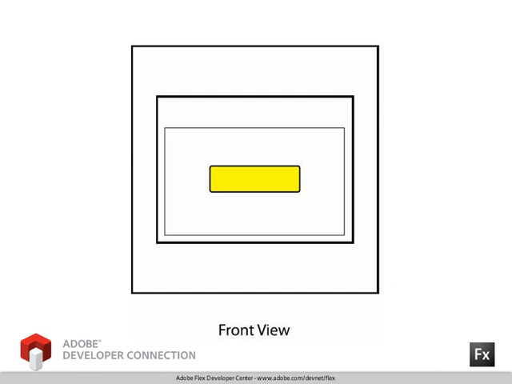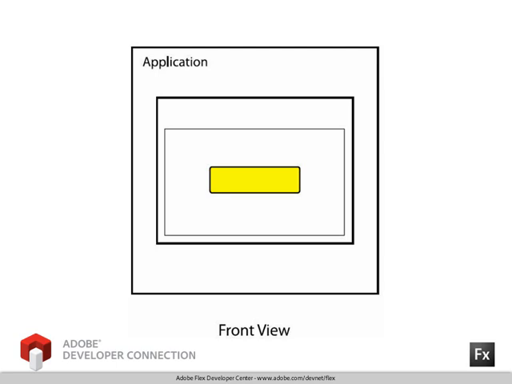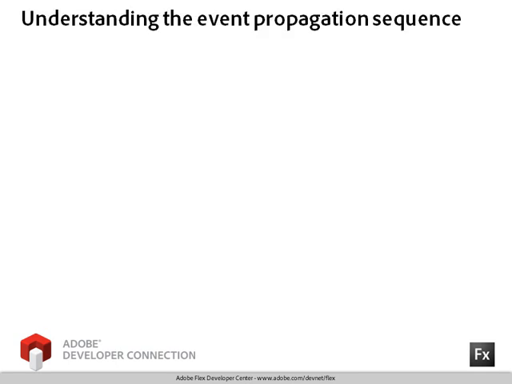Consider this representation of the code example I just discussed. The outermost element is the application container. Inside the application container is the panel container, and inside the panel container is the button control. Keep in mind that what I'm about to illustrate will not be entirely technically accurate, but the example will give you a point of reference for understanding the concepts behind the three event propagation phases, which are capturing, targeting, and bubbling.